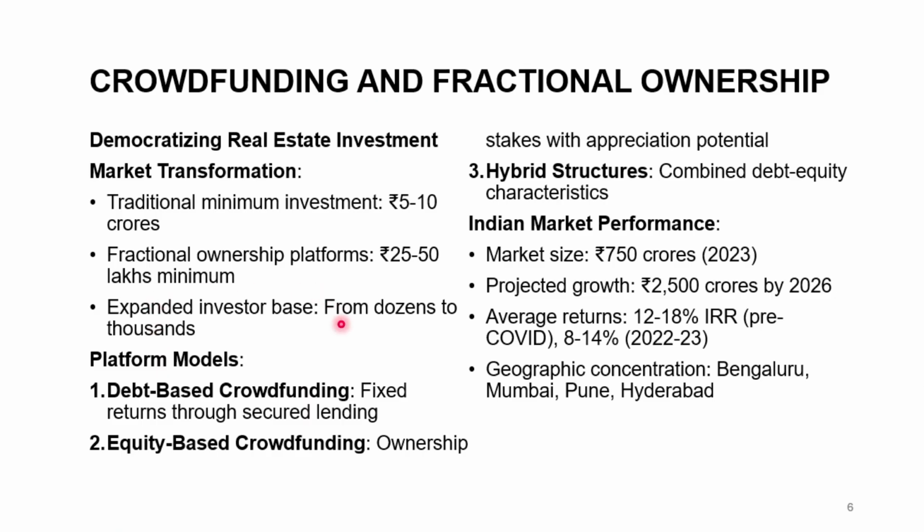So there are three primary platform models. First, debt-based crowdfunding offers fixed returns through secured lending, essentially investors becoming lenders to real estate projects. Then we have equity-based crowdfunding, providing ownership stakes with appreciation potential. And then we have hybrid structures which combine characteristics of both debt and equity.